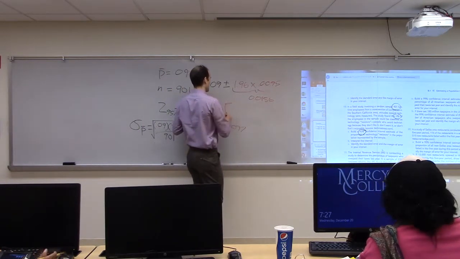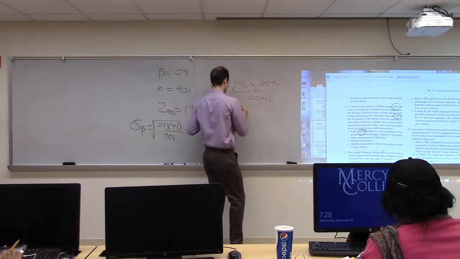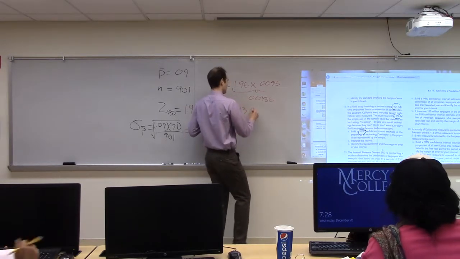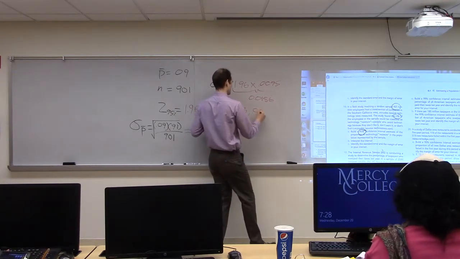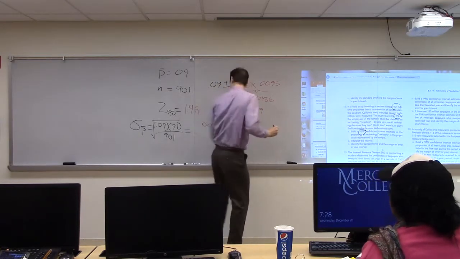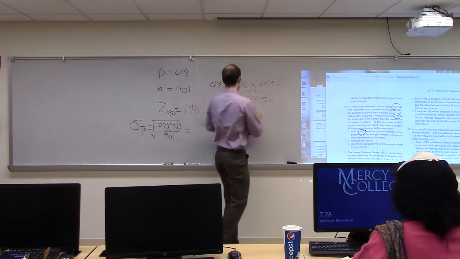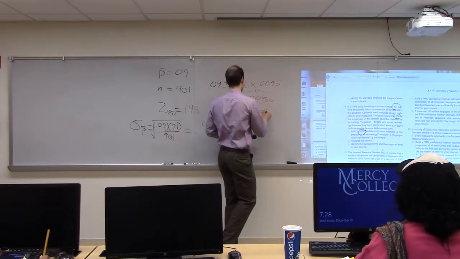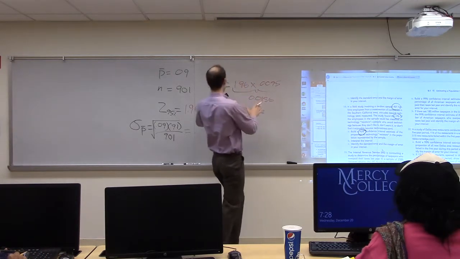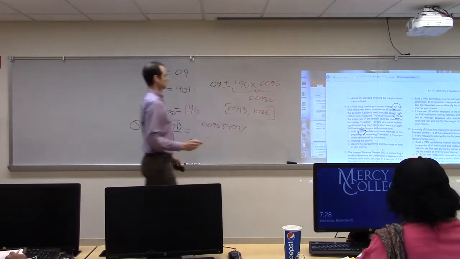What do we get for the lower bound? I got 0.13. And the upper bound? 0.10868. Yes, I got it. So it should be 9 plus that, something like that.